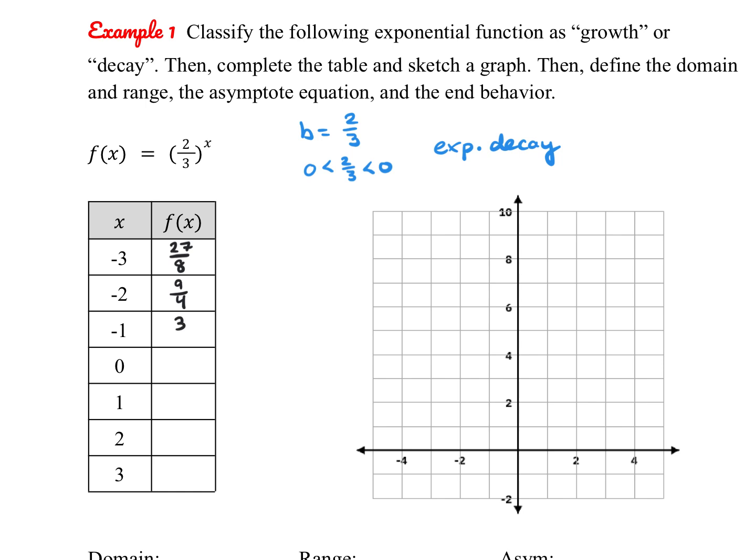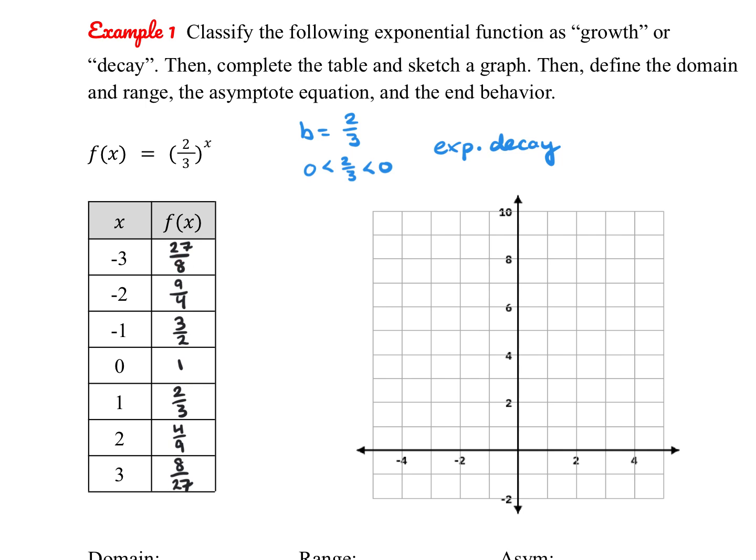This one, I just flip it, 3 over 2. Anything to the power of 0 is 1, and then we have 2/3. Then we have 4/9, and we have 8/27. Now to plot these, we just need to make sure we're between the correct two integers.